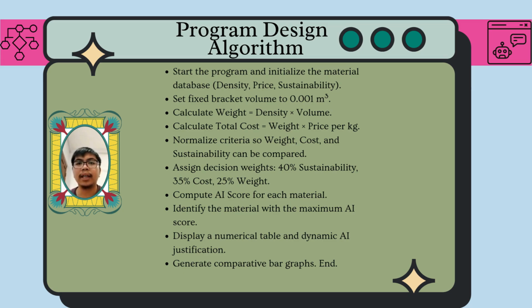Sixth, the AI evaluates the highest scoring index, then chooses the best material with the highest score and gives its reasoning. It generates three comparative bar graphs for weight, cost, and sustainability before reaching the end of the program.